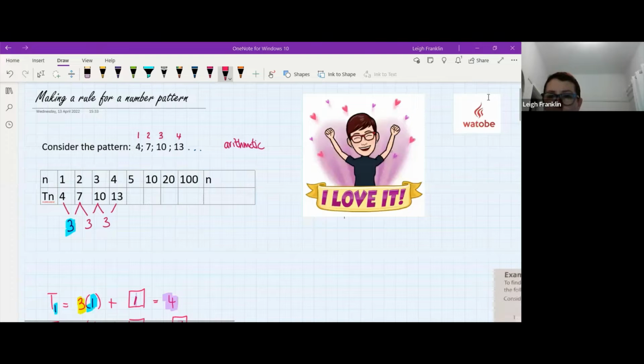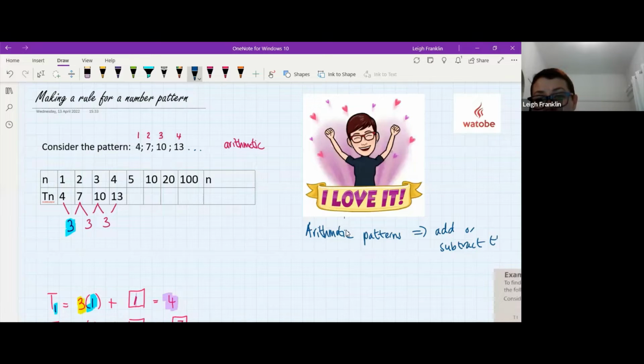So, ma'am, the difference between arithmetic and geometric is that in an arithmetic pattern, you add and subtract a number, and in a geometric pattern, you multiply and divide a number. That's it. Well done. That was really, really well explained, Takalani. Thank you. Okay, so in all arithmetic patterns, in order to get to a subsequent term, we are either going to add or subtract the same value.